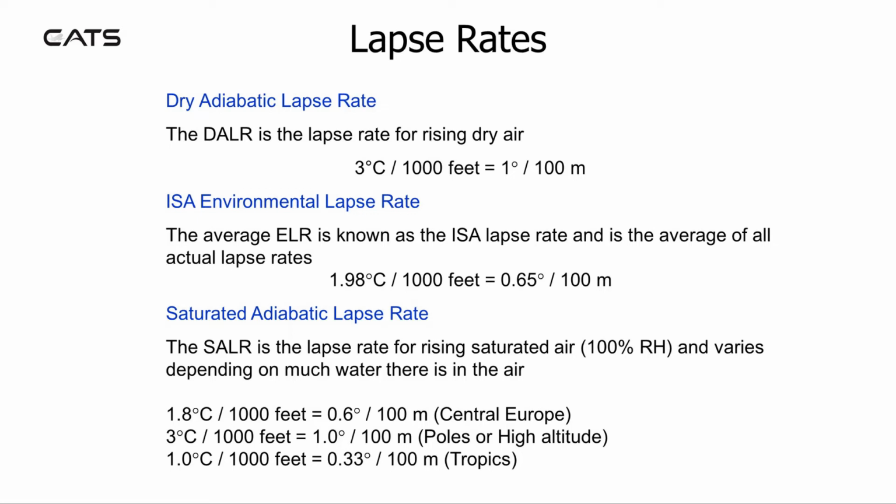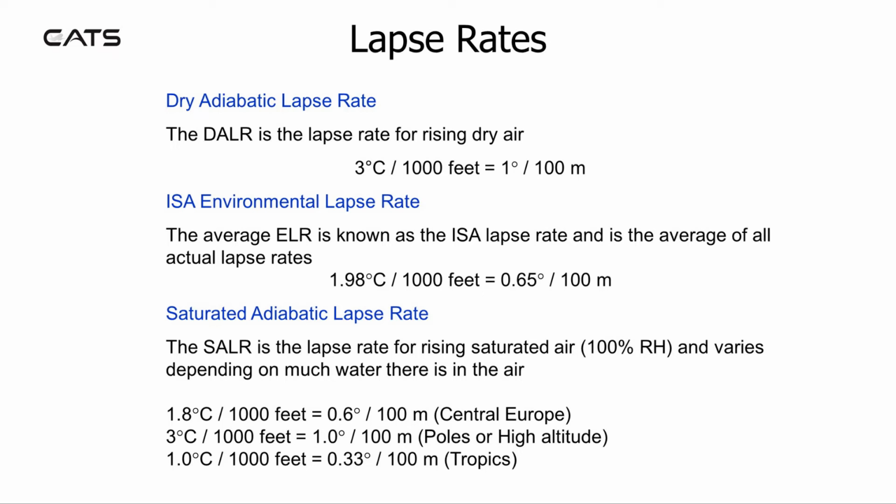The saturated adiabatic lapse rate is different around the world. It's the lapse rate for rising saturated air with 100% relative humidity and varies depending on how much water there is in the air. For example, in Central Europe it's 1.8 degrees per 1,000 feet, 0.6 per 100 meters.